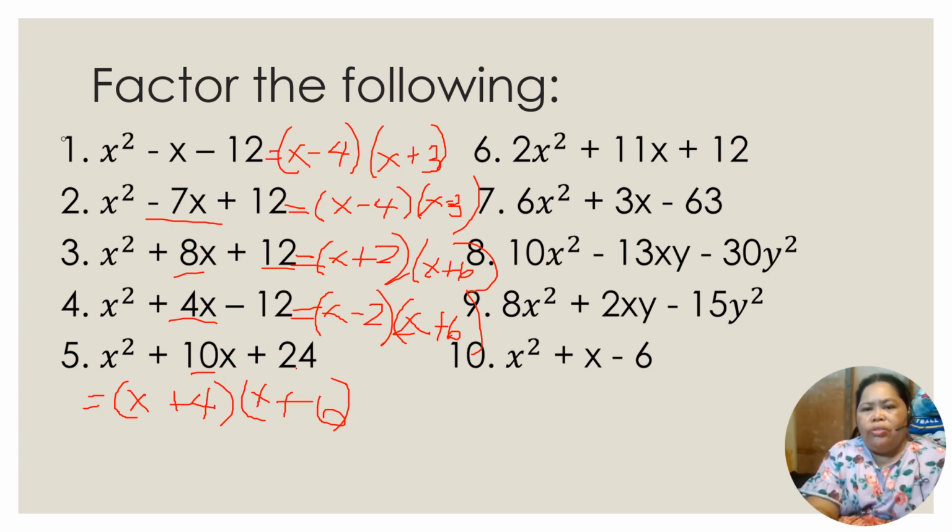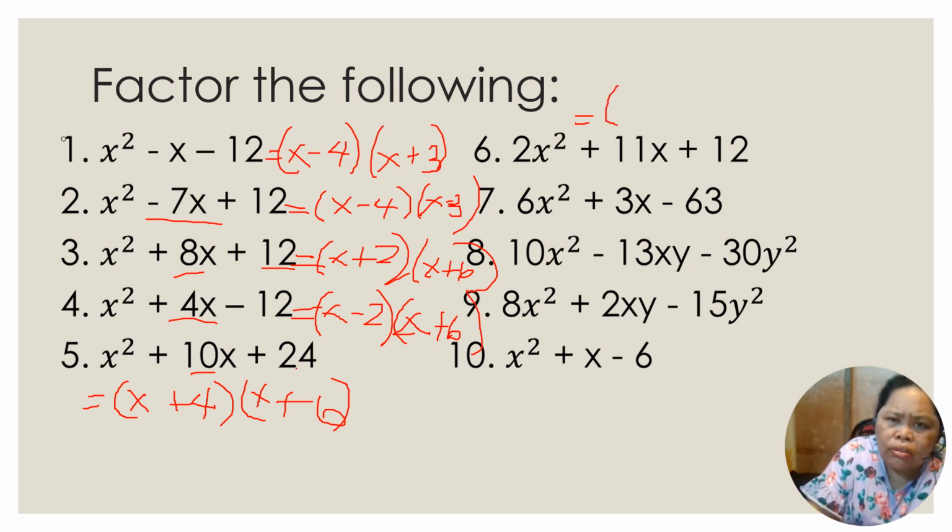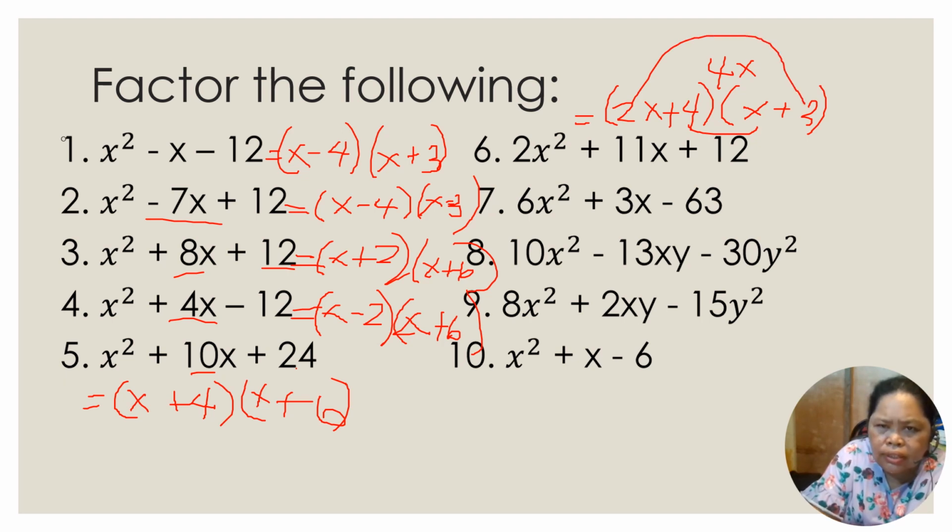What about this one? We have 2x squared here. So one factor is 2x and the other is x. What are the factors of 12? We can try 4 and 3. Here we have 4x, and 3 times 2 is 6x. And 6 plus 4 is 10, so cannot be.